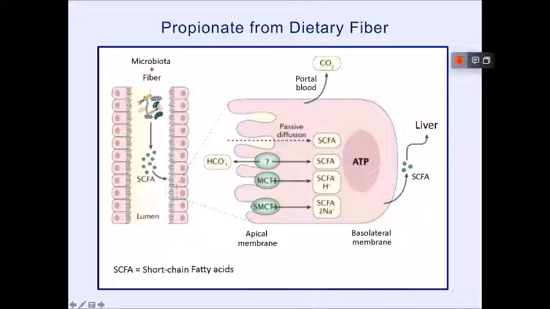So the gut bacteria generate the short-chain fatty acids, and then these are either passed through the cell, this is the intestinal gut wall cell, as free short-chain fatty acids into the liver, or they can be metabolized within these cells and just broken down into CO2.